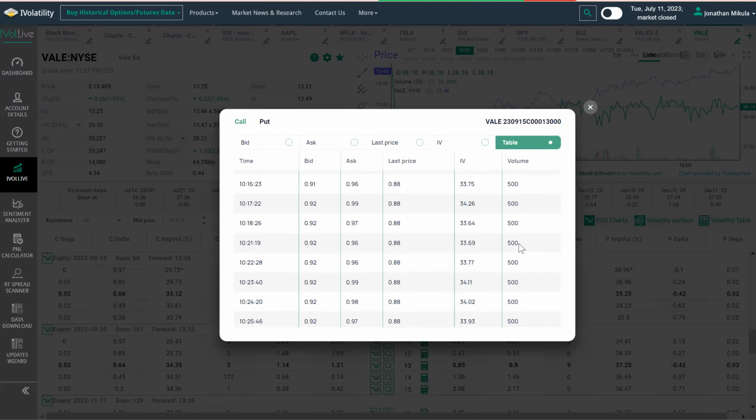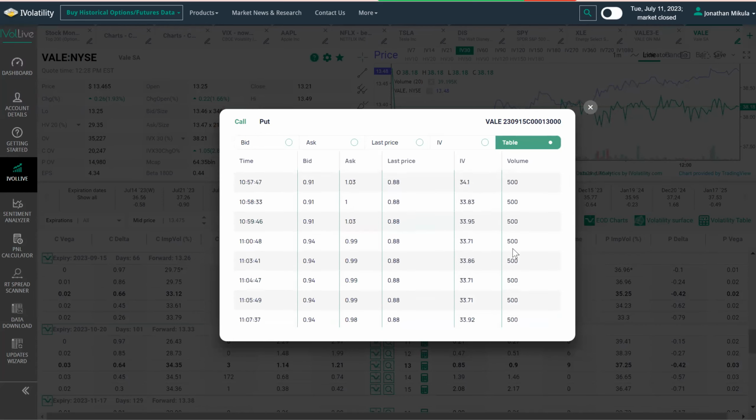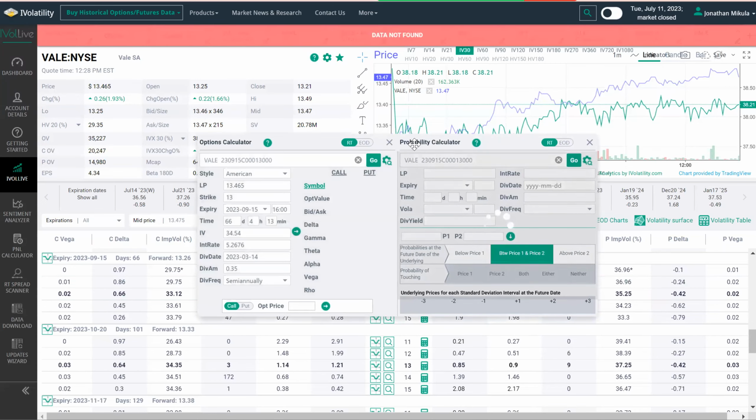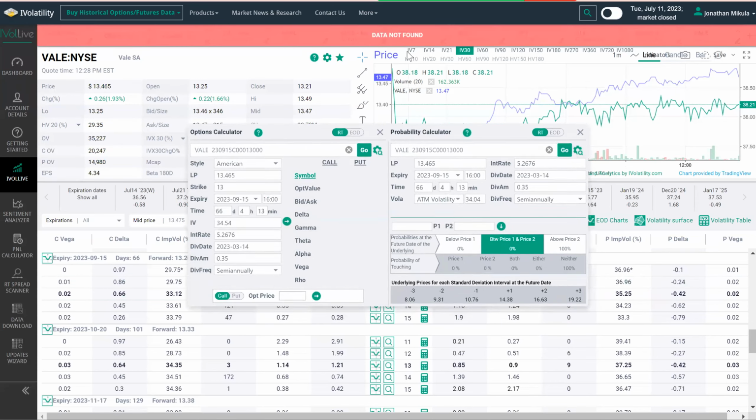So you can see Vale has had these $500 blocks like clockwork throughout today, which is very, very interesting. So I like to go there, and then I come here. This is the last step before I go to the P&L calculator.